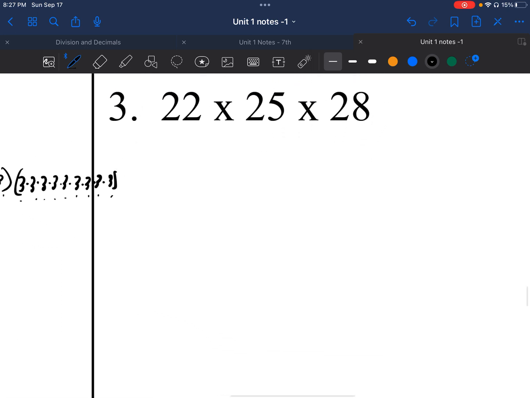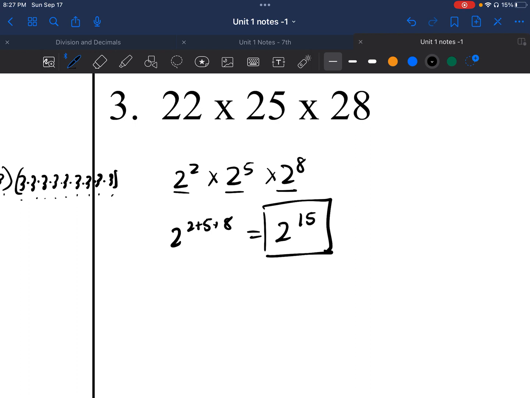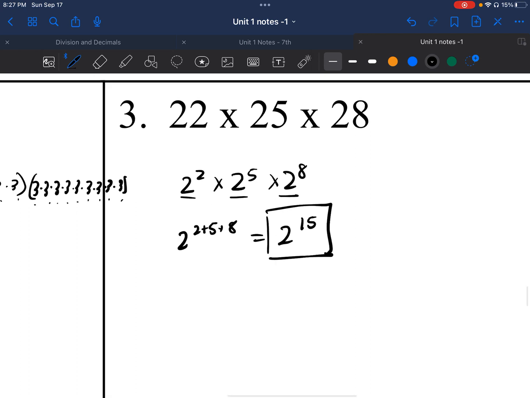Okay, let's do a couple more problems here. Again, my paper did not print correctly, so I'm going to rewrite it for you here. 2 to the 2nd times 2 to the 5th times 2 to the 8th. Again, this is a simple multiplication where all of them have the same base, so we're simply adding those exponents together. 2 to the 2 plus 5 plus 8 becomes 2 to the 15th. Box it and walk away. This is just an example of how to simplify those exponents. We're not actually doing the exponents together.